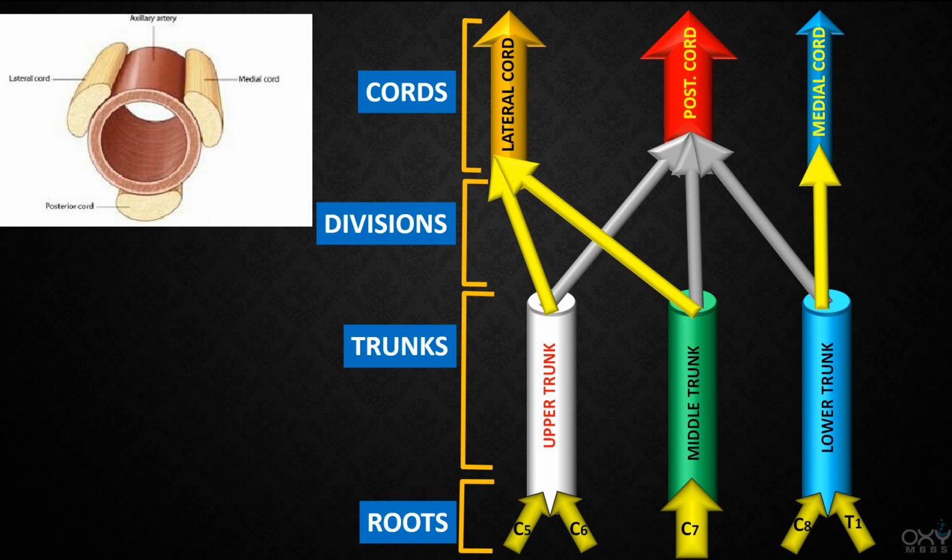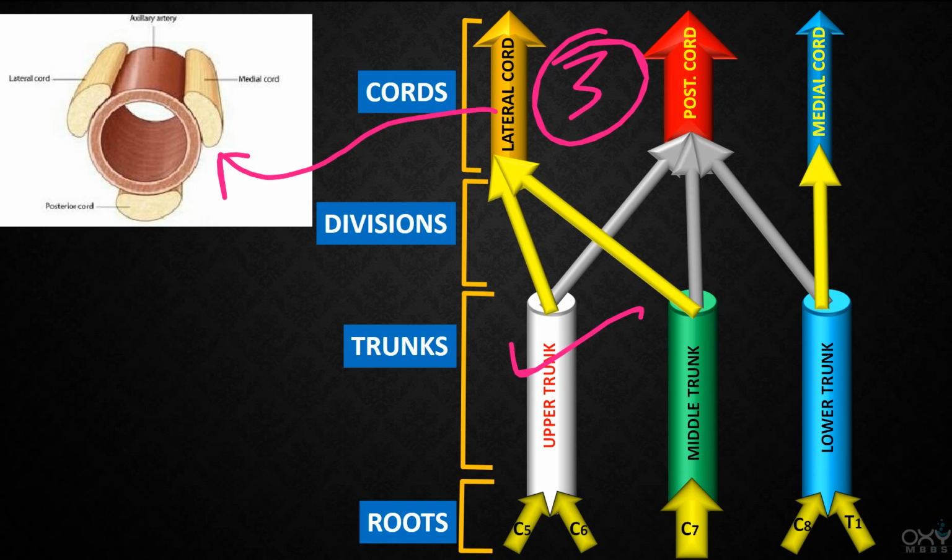Now friends, here one very important point is that like trunks, cords are also 3 in number, but their names are different, and their names are given on the basis of their relationship with the axillary artery. As medial cord is present medial to axillary artery, lateral cord lateral to axillary artery, and posterior cord is present posterior to the axillary artery. So friends, this is very important.